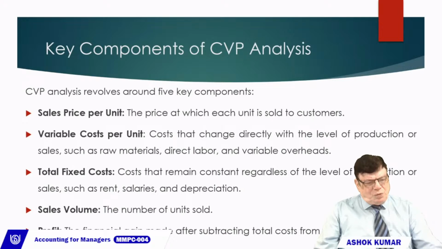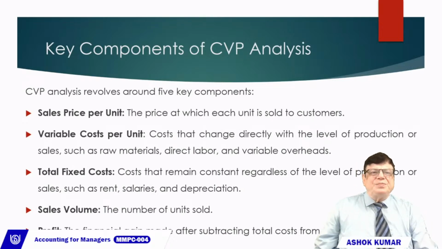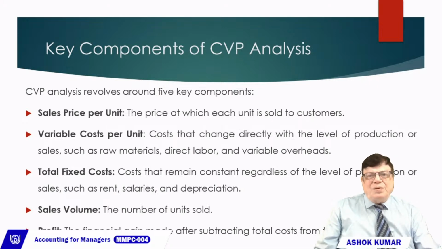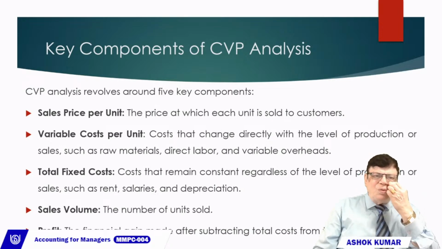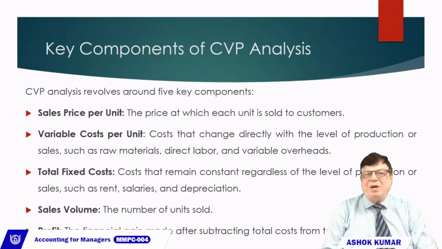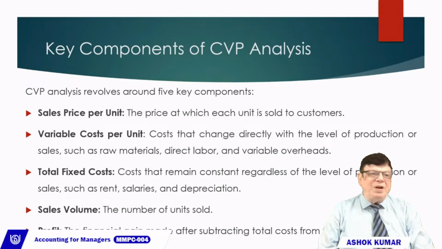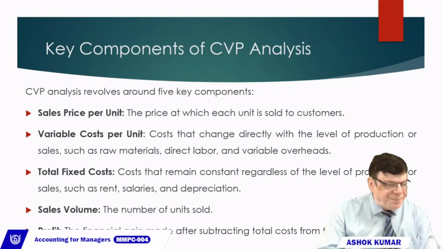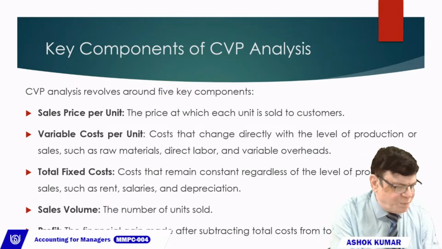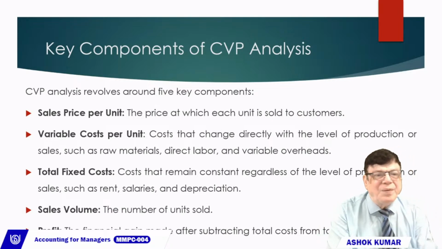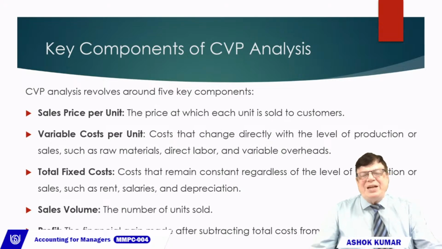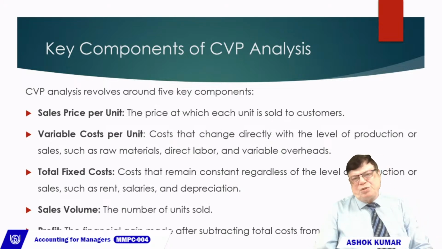Now, cost components of CVP analysis. CVP analysis revolves around five key components. Number one component is sales price per unit, the price at which each unit is sold to the customer. You see, sales price per unit.